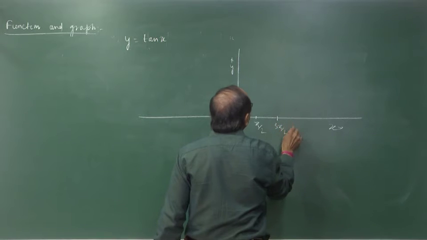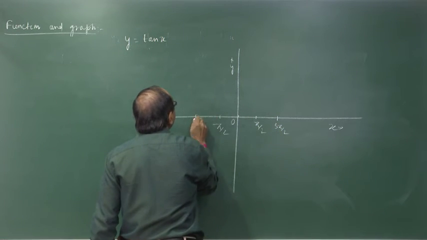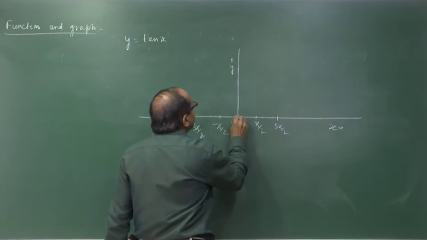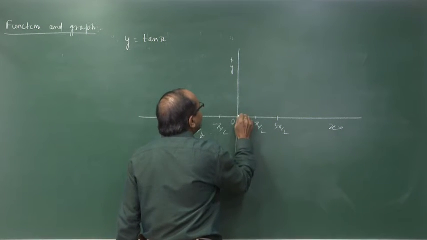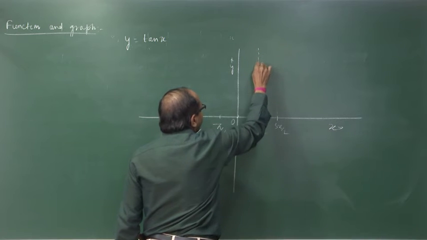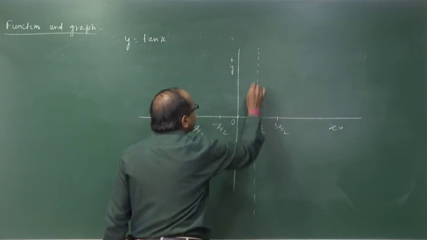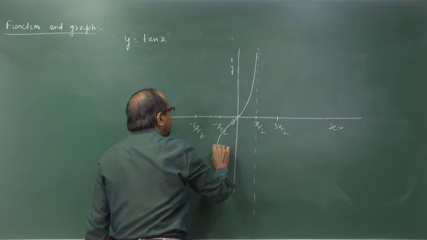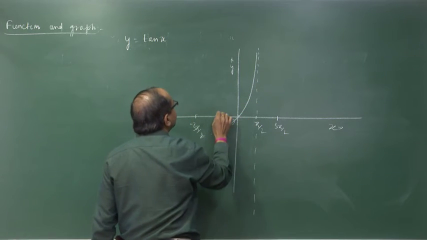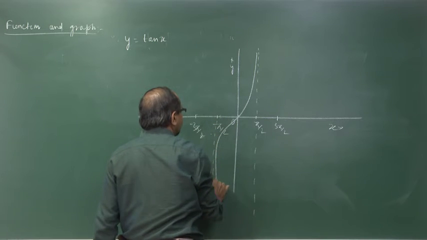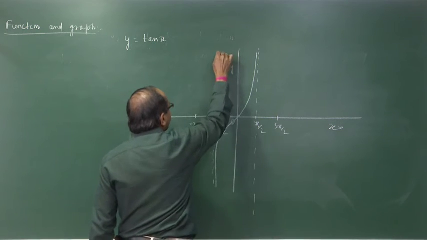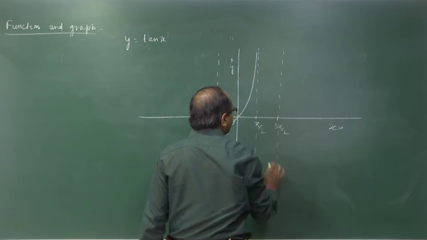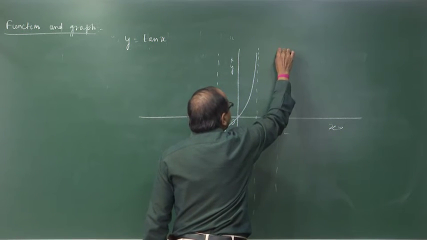3 pi by 2, minus 3 pi by 2. So, at 0 it is 0, but at pi by 2 it approaches infinite. That means the graph is like this. Again the graph will be like this.